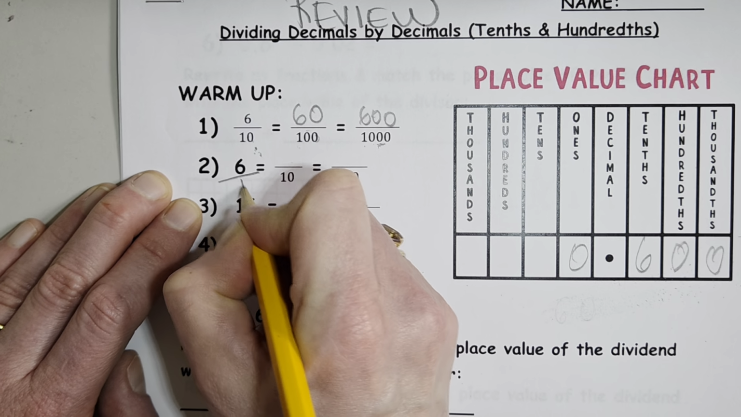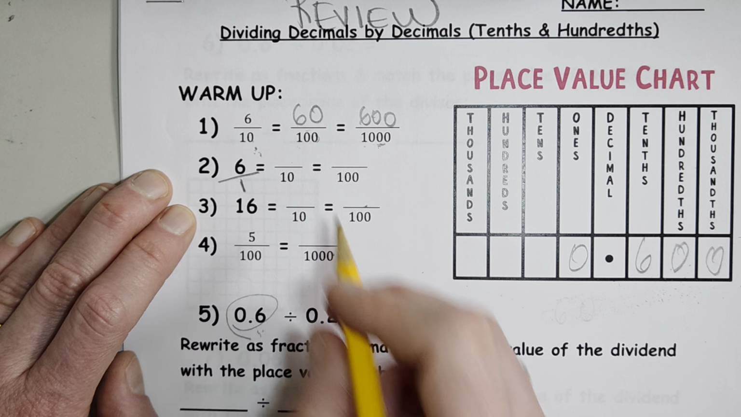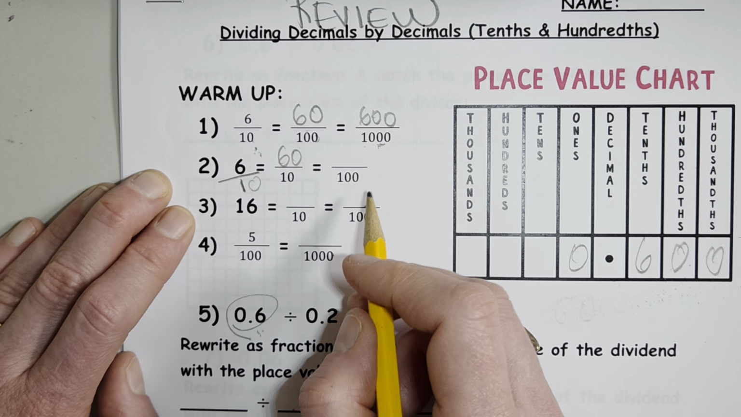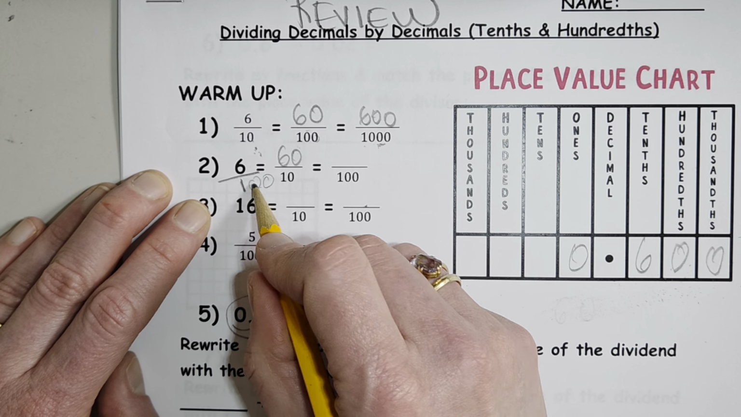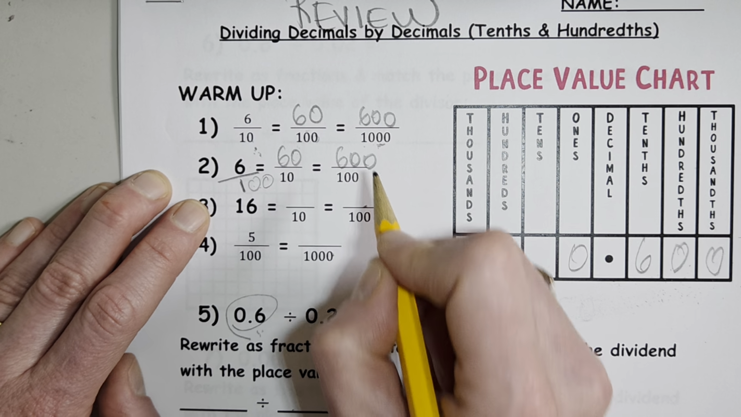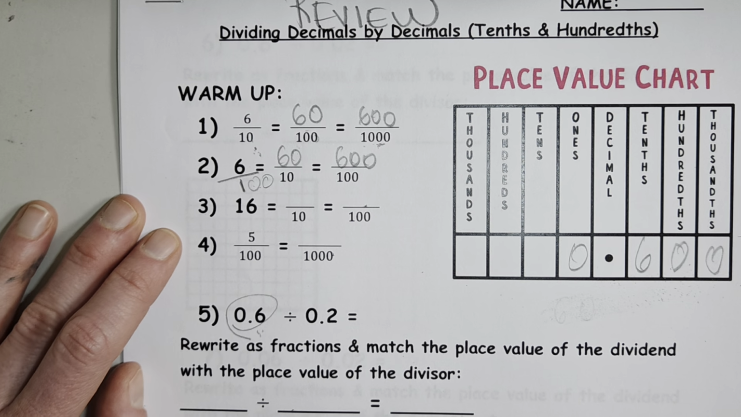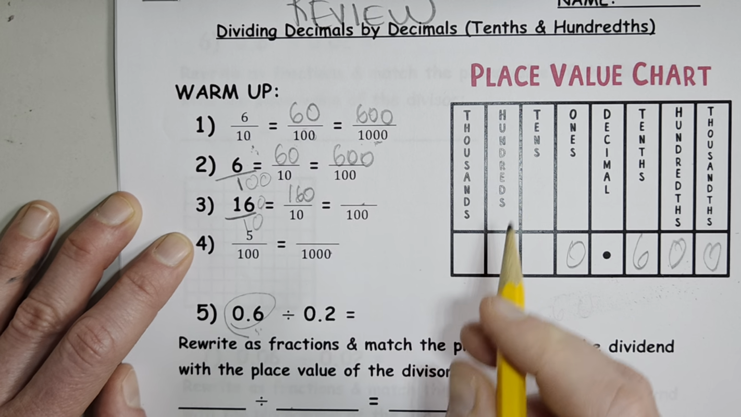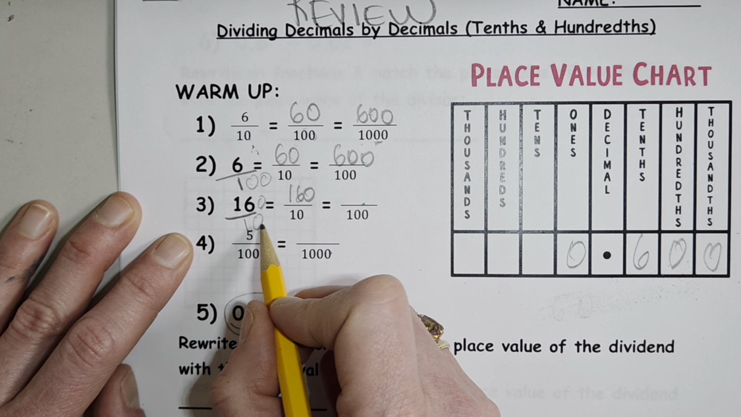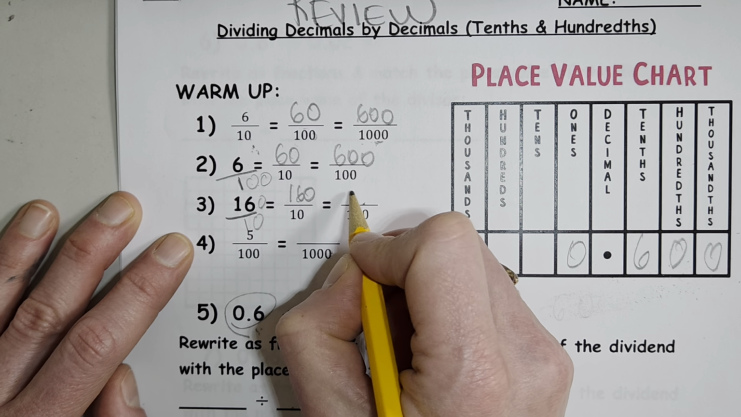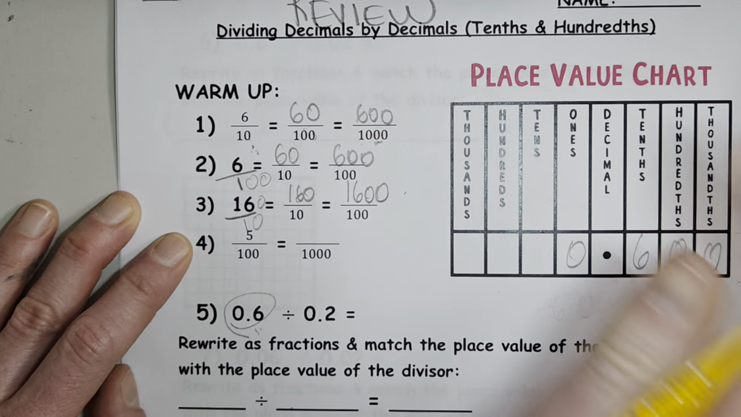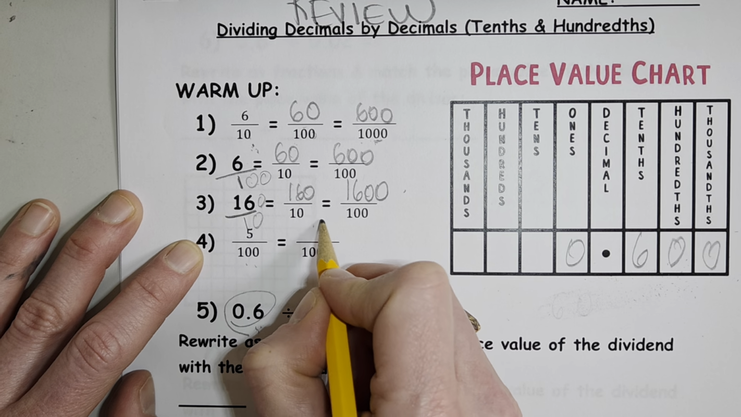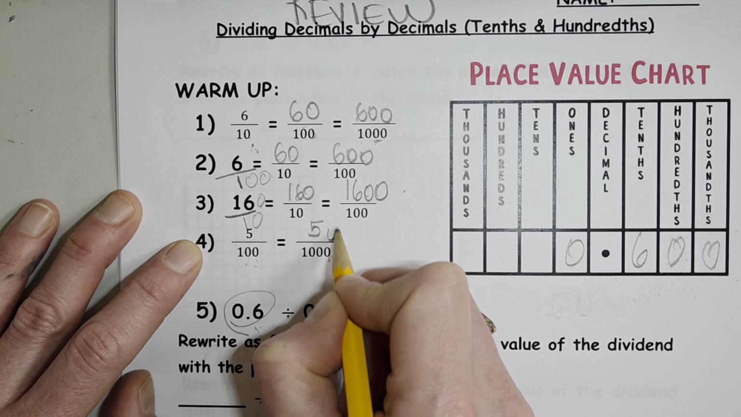6 ones is how many tenths? Well, add a zero here, add a zero up top, 60 tenths. 6 ones is how many hundredths? We add 2 zeros here, so we add 2 zeros here, 600 hundredths. 16 ones is how many tenths? Add a zero here, add a zero up here, 160 tenths. 16 tenths is equal to 1,600 hundredths. All right, 5 hundredths, we're adding one more zero here, so that becomes 50 thousandths.